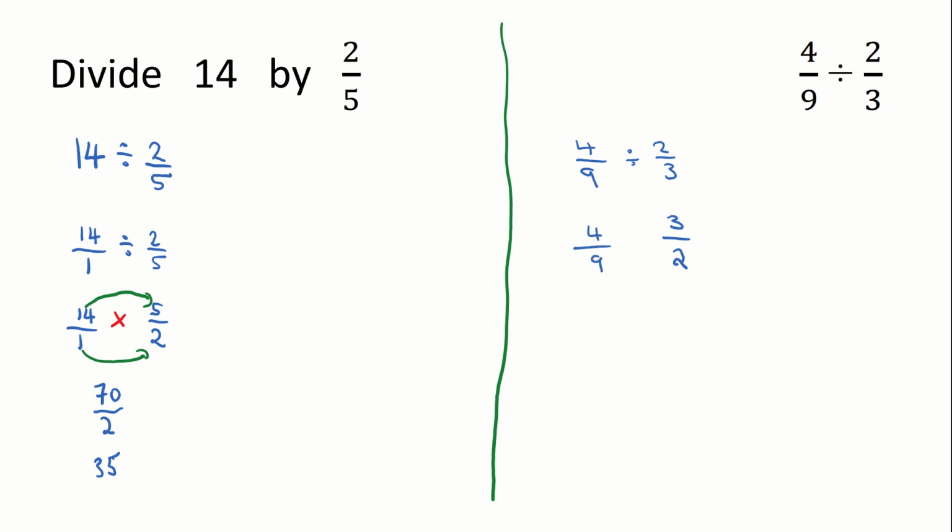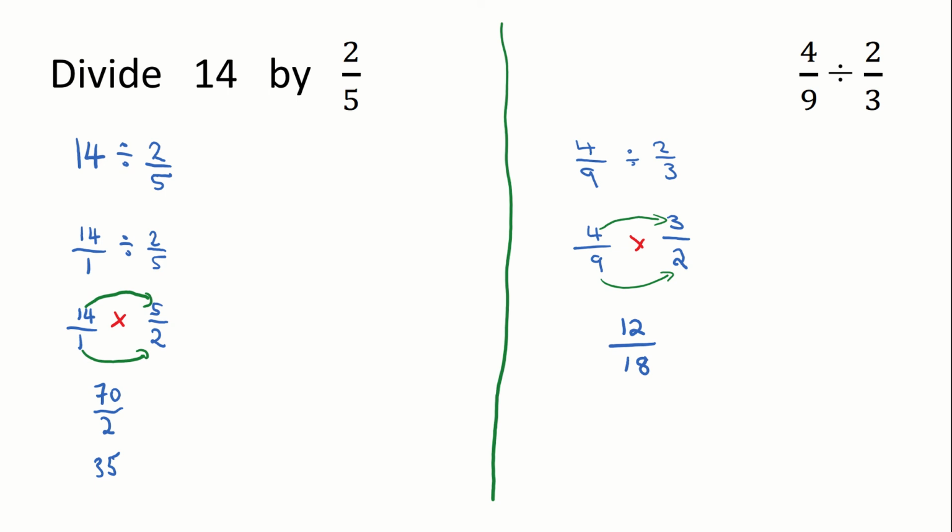And I'm now turning my division into multiplication. And I now know how to multiply fractions. I do top by top and bottom by bottom. So what does that give me? 4 3's are 12 and 2 9's become 18. And that is another fraction. I can't get a whole number there.